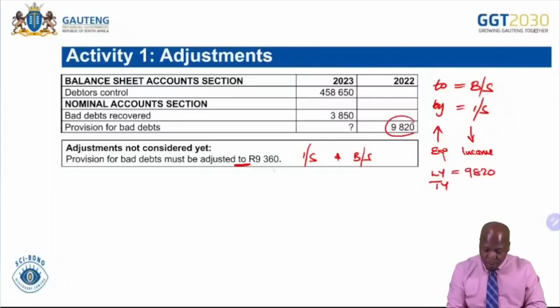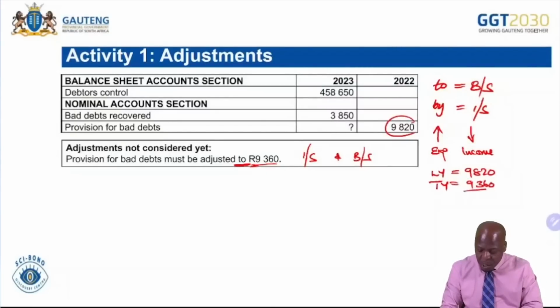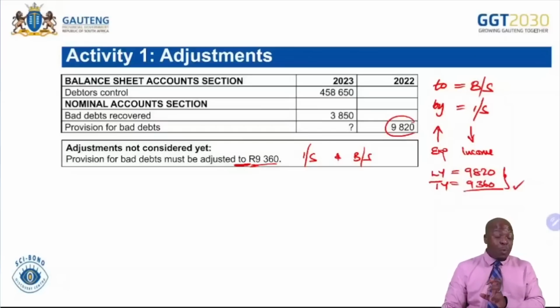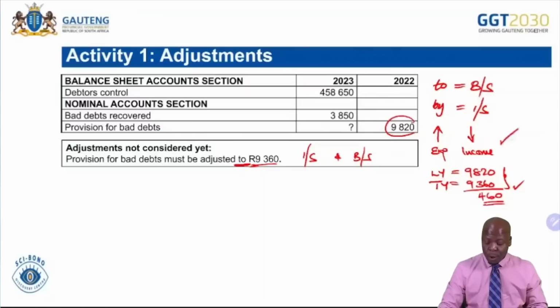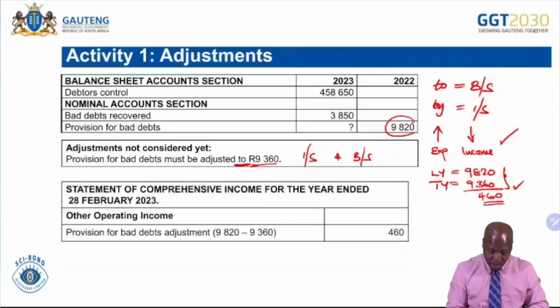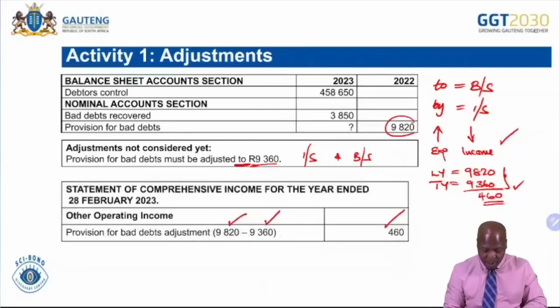And this year, the provision for bad debts is 9,360, which therefore means the difference here is a decrease. So you see we have a decrease by the difference. Calculators, guys, how much is the decrease? 460. And we know once it's a decrease, it is what? Income. So we are coming now into our income statement, provision for bad debts adjustment. We are showing the calculation and we end up with a 460, and remember it's other operating income.